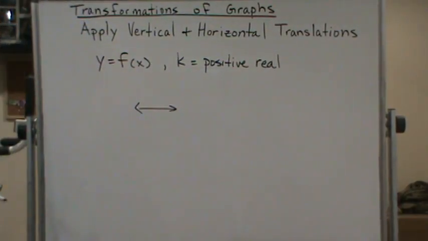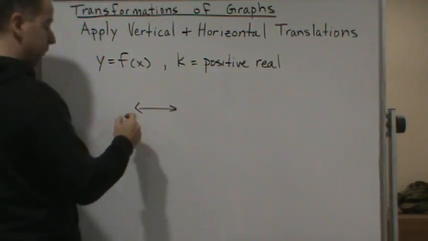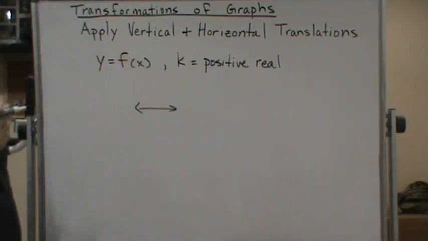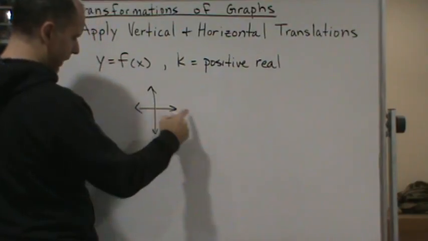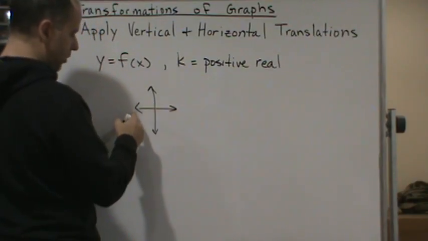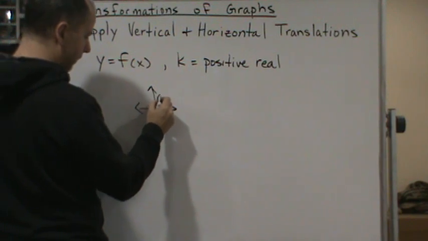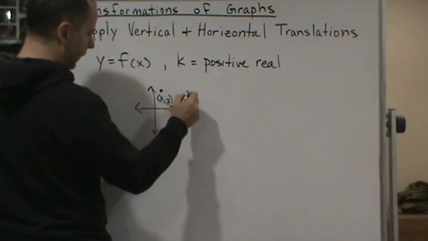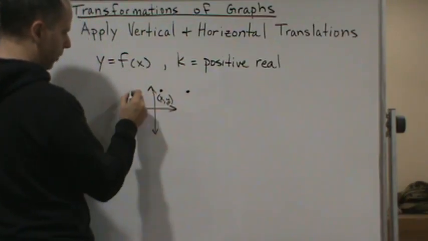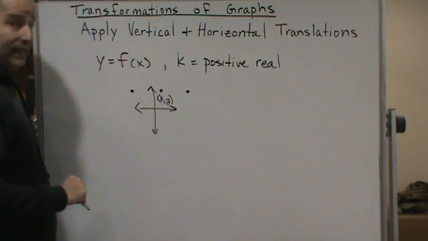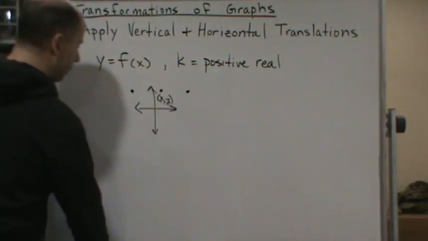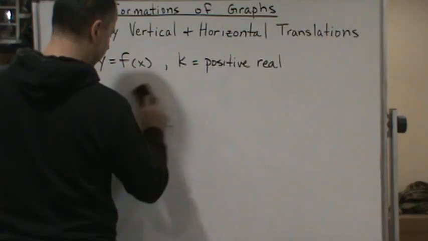So what variable or what coordinate are we affecting when we move left or right? That's going to be the x coordinate, right? So if we look at the coordinate plane, the x-axis goes left and right. So in order to move a point, let's say x, y, some point from here to here, or from here to here, that's affected by a change in the x-axis. Okay, so how does that look?